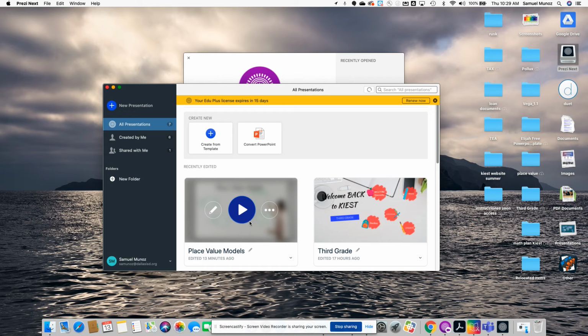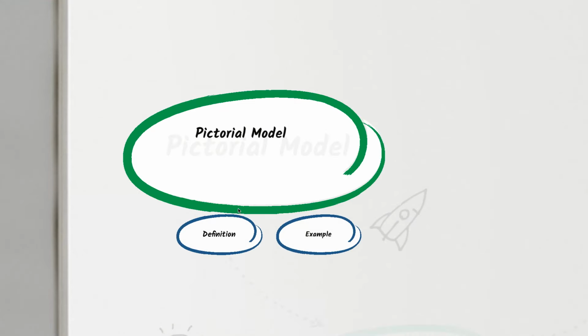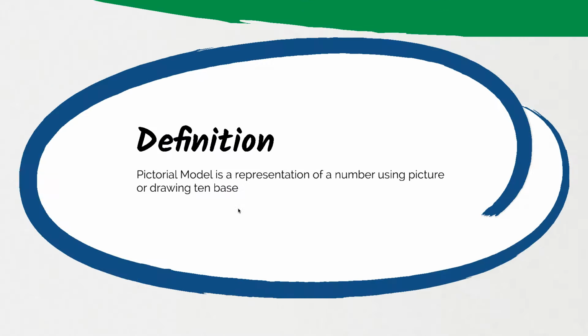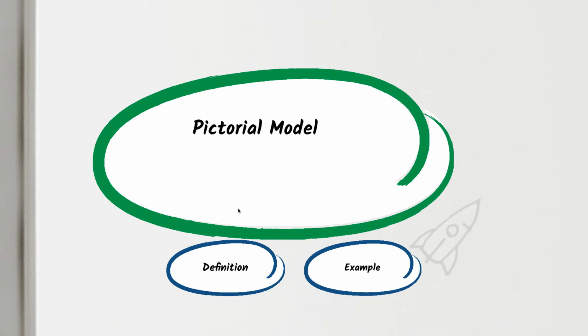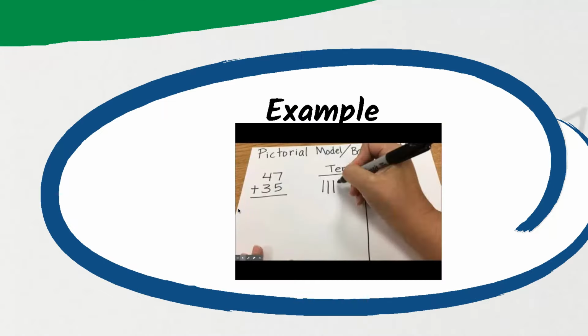Let's review the place value models. The first one we will check is the pictorial model. Definition: a pictorial model is a representation of a number using pictures and drawings, using tens and ones. So you can use a picture. Let's take a look at an example.